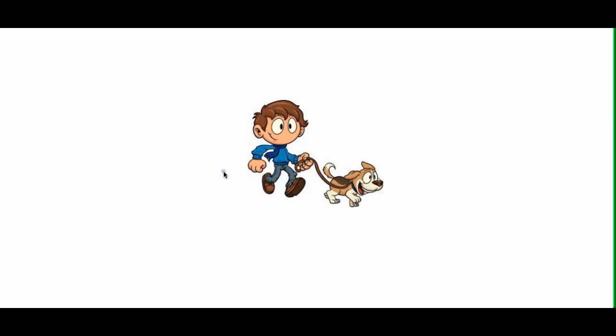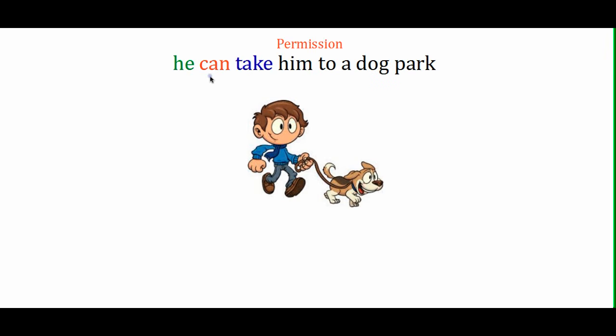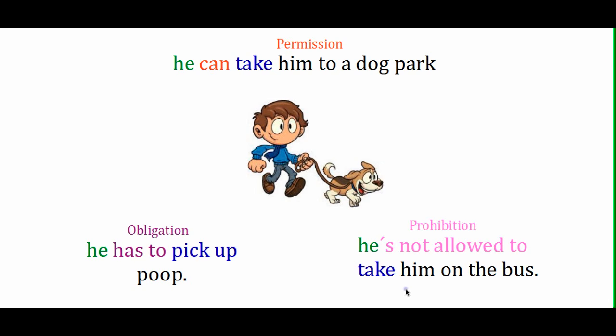So in the video, Lucas was asking the receptionist about things that he could do, things that he couldn't do, and things he had to do in the hotel. If we look at this example with the man walking his dog, we could say he can take him to a dog park. Okay, and this is a permission. You could also say he has to pick up poop. This is an obligation. And we could say he's not allowed to take him on the bus. And this is a prohibition.